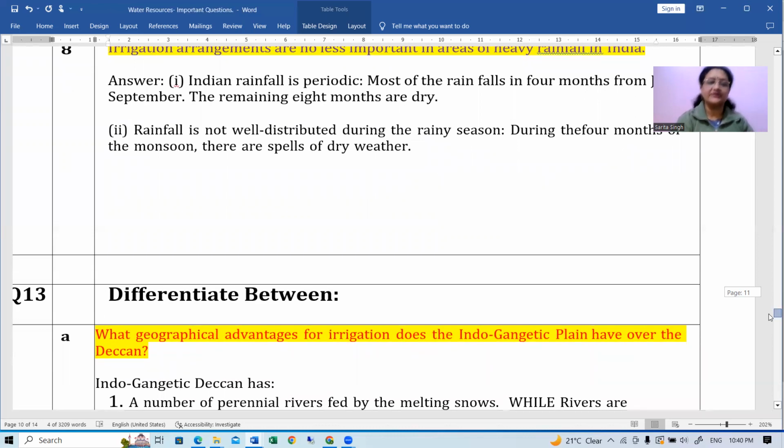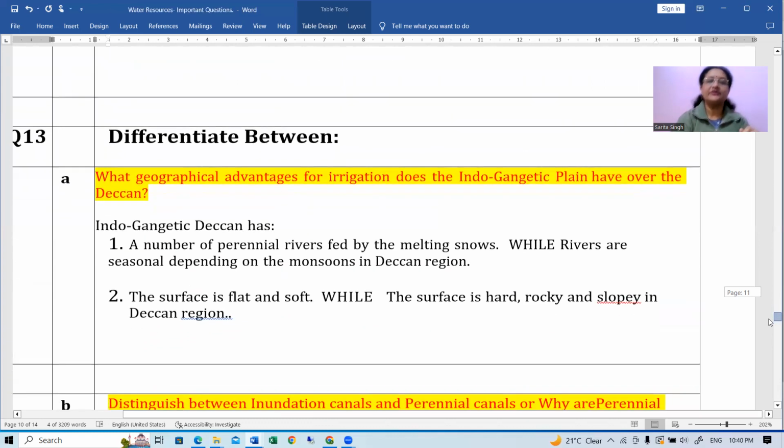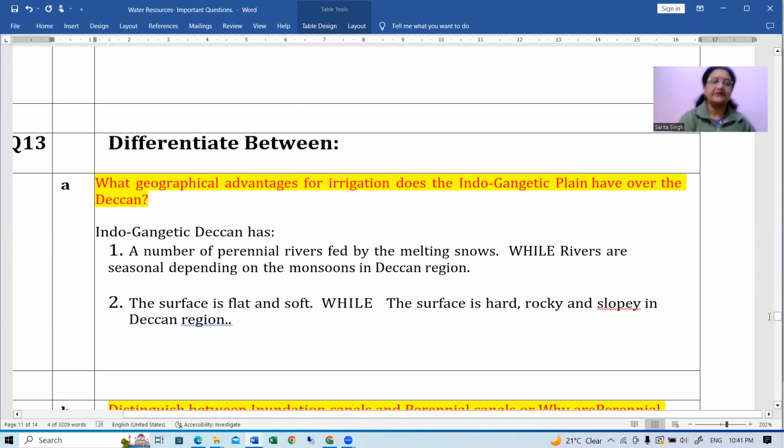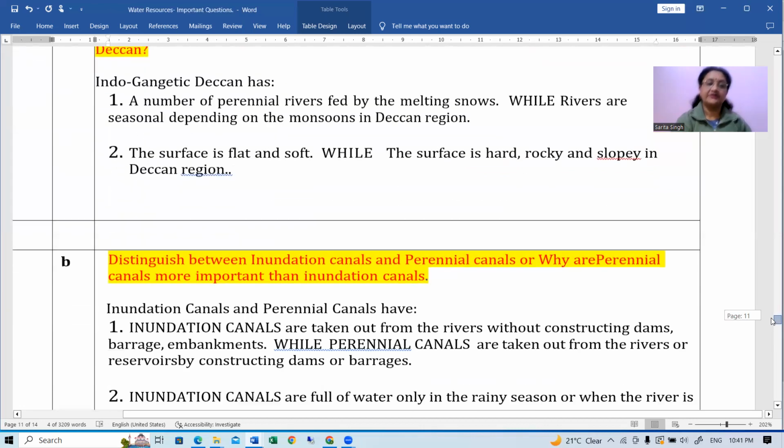Okay. Next is differentiate between the Indo-Gangetic plains and Deccan. We are going to compare the geographical advantages for irrigation that the Indo-Gangetic plains have over the Deccan region, or the peninsular region. So number one is that a number of perennial rivers are fed by the melting snow in the northern plains, while rivers are seasonal depending on the monsoons in the Deccan region. Number two, the surface is flat and the soil is soft in the northern plains, while the surface is quite hard and rocky in the Deccan region.